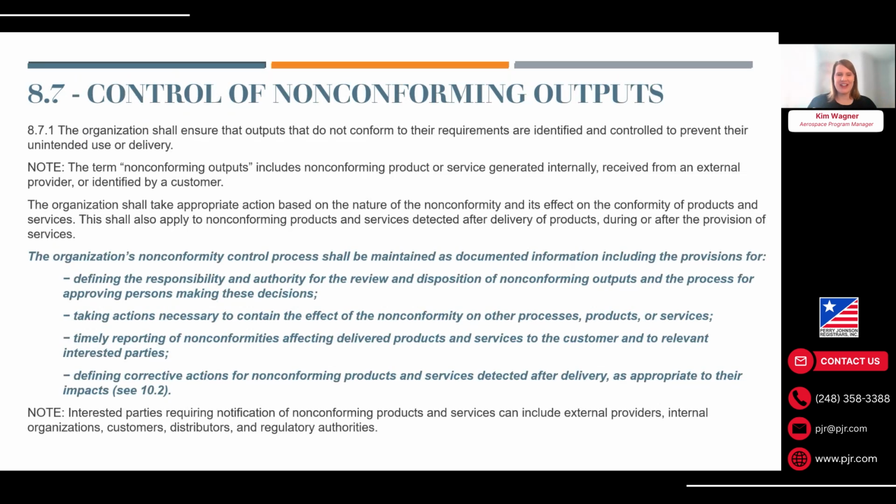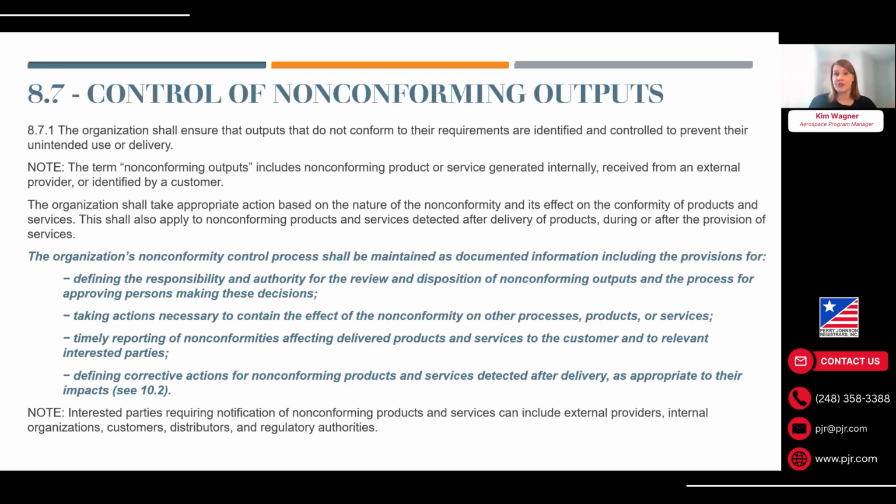Here's 8.7 of the AS 9100 standard. I know it is, again, a lot of text on your screen. I really just want to focus in first on the documentation requirements here. So this is what is bolded here. As it says, the organization's nonconformity control process shall be maintained as documented information, including the provisions for defining responsibility and authority for the review and disposition of nonconforming outputs, and the process for approving persons making these decisions.